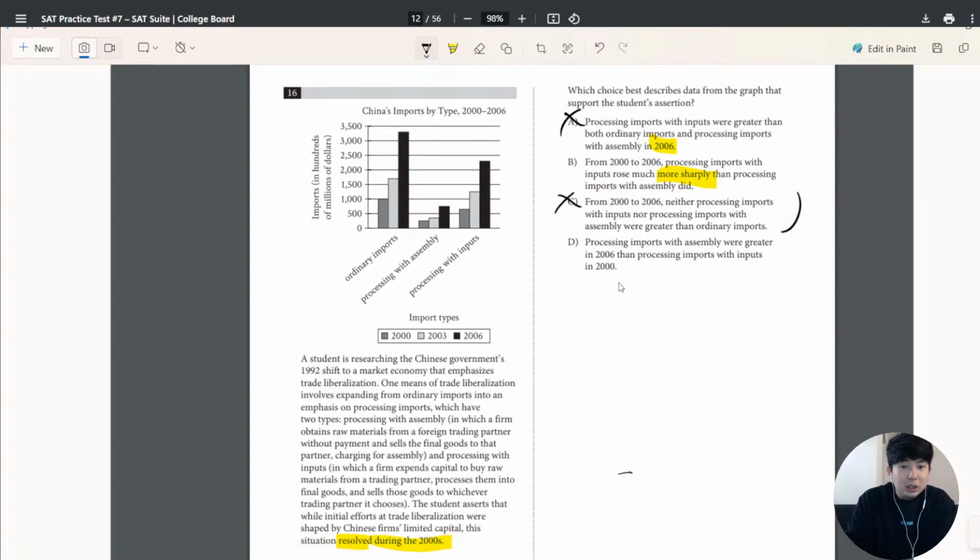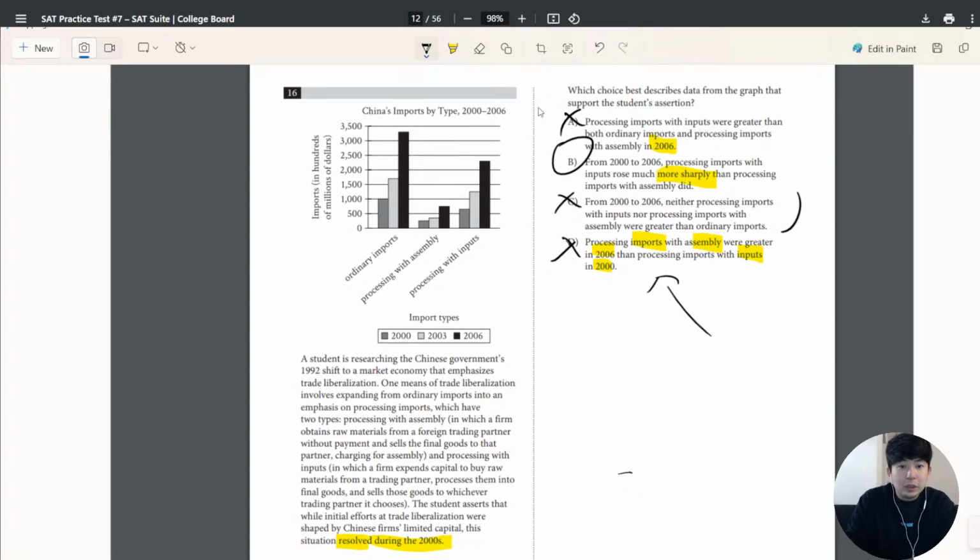And then D is out because, number one, you're comparing two variables at a time. I'm comparing import with the time. No, I'm comparing assembly at 2006 with input in 2000. No, I can't do that. I cannot change two variables at a time. So I would either change the time or the type. I don't do either. Okay, that can never provide. So the answer is B.